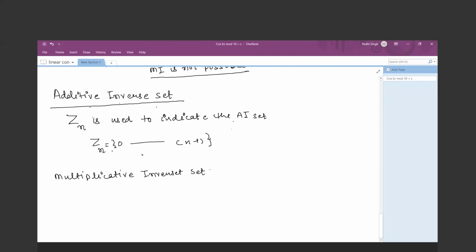In the multiplicative inverse set, suppose there is Z6 with values 0, 1, 2, 3, 4, 5. Each value has an additive inverse and that additive inverse belongs to the same set of residues Z6. So Z6 is the additive inverse set. But what about the multiplicative inverse set of Z6? In Z6, not all of the values 0, 1, 2, 3, 4, 5 need to have a multiplicative inverse that belongs to the same set of residues Z6.